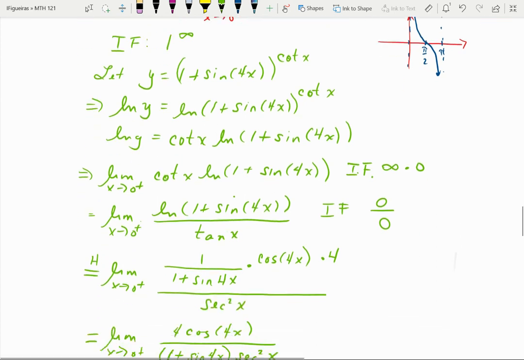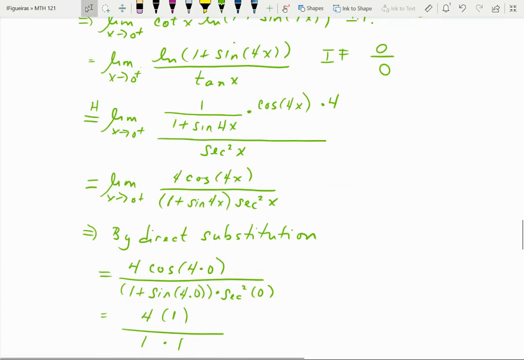All right, so we move on, and here we're applying L'Hopital's rule. So I'm on this line right here. L'Hopital's rule means you take the derivative of the numerator, which is chain rule. So it's 1 over 1 plus sine of 4x times the cosine of 4x times 4. So you have 3 layers on the top: the ln, the sine of 4x, because the derivative of 1 just goes away, and then the 4x, which gives you that last derivative right here of 4. And then the derivative of the denominator is secant squared.